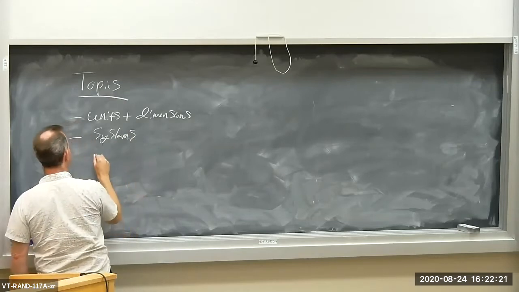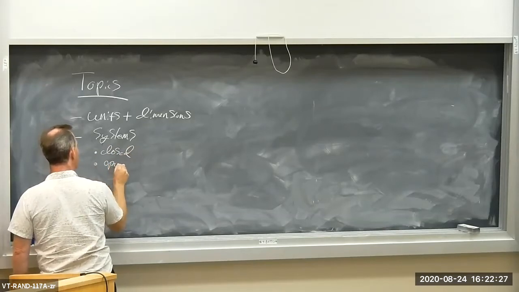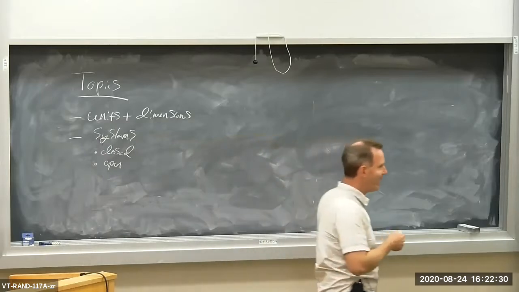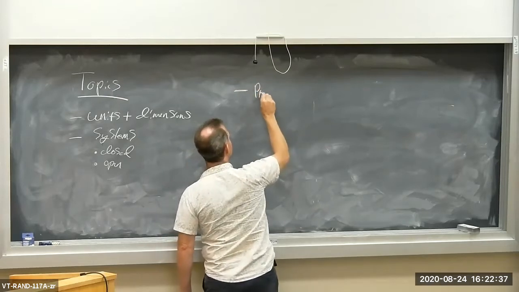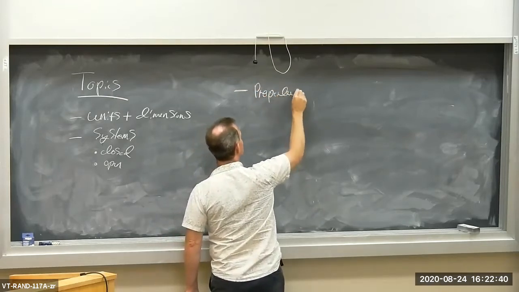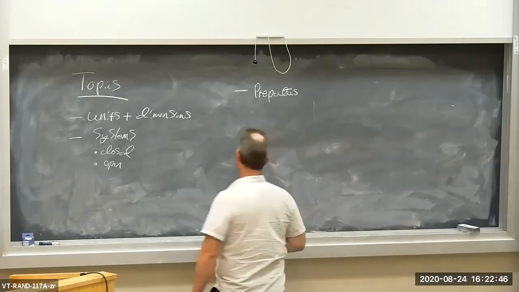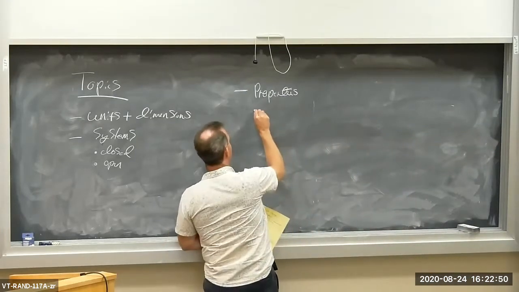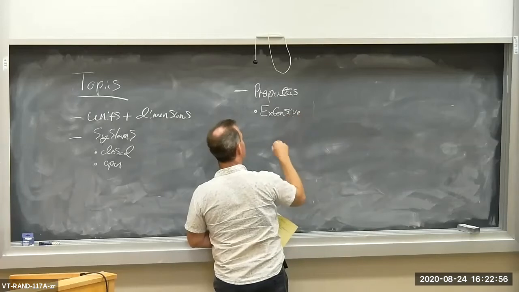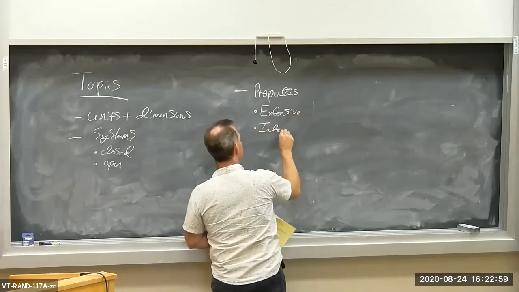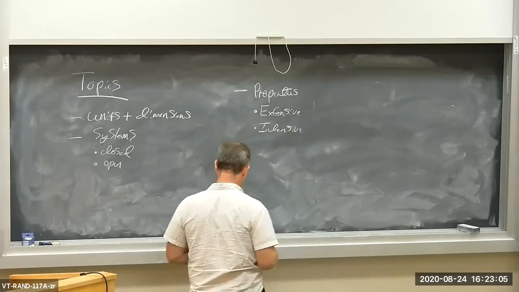There are two different kinds of systems, closed and open systems. We're going to go over properties. What's a property? What do properties signify? And there are various kinds of properties: extensive and intensive. So there are two different kinds of properties.